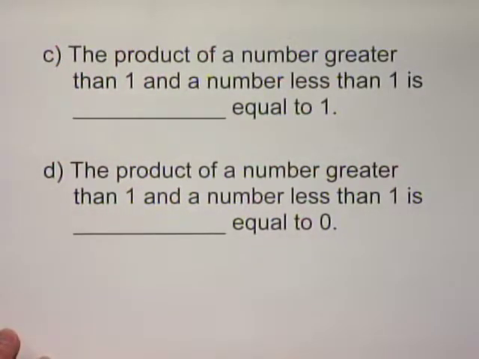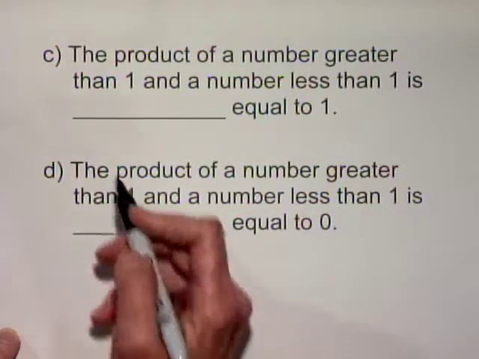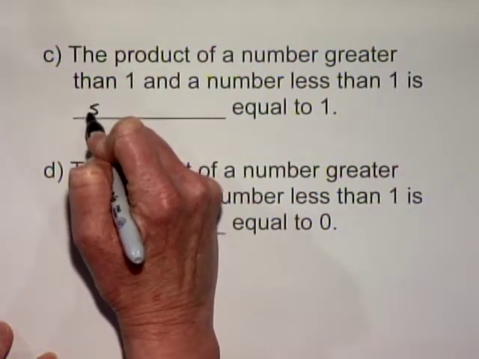The product of a number greater than 1 and a number less than 1 is sometimes, always, or never equal to 1. Well, we know that it's not always equal to 1. There are products of numbers greater than 1 and less than 1 that are not equal to 1. If we multiply a number greater than 1 by its reciprocal, we get 1. So sometimes we get 1, but we don't always. So we're going to write sometimes in this blank.